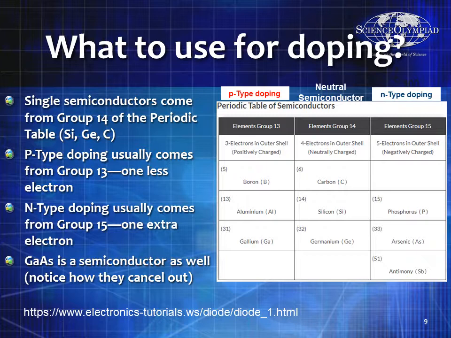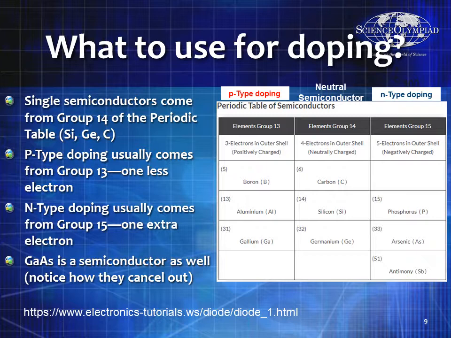So, what do we use for doping? Keep in mind that most single semiconductors come from group 14 of the periodic table: silicon, germanium, carbon. P-type doping usually comes from group 13, one less. N-type doping usually comes from group 15, one extra. Now, notice how gallium arsenide is a semiconductor as well.